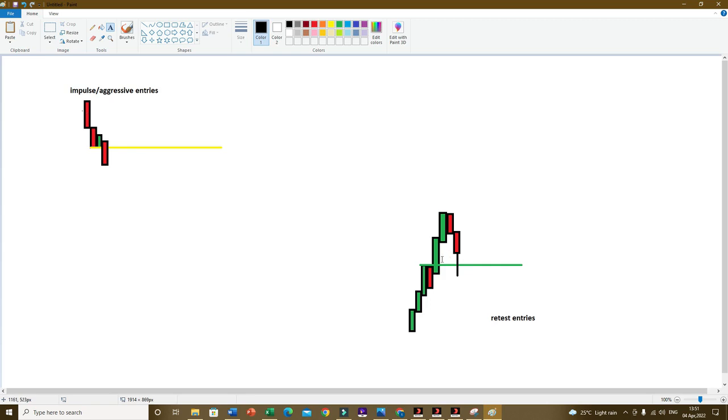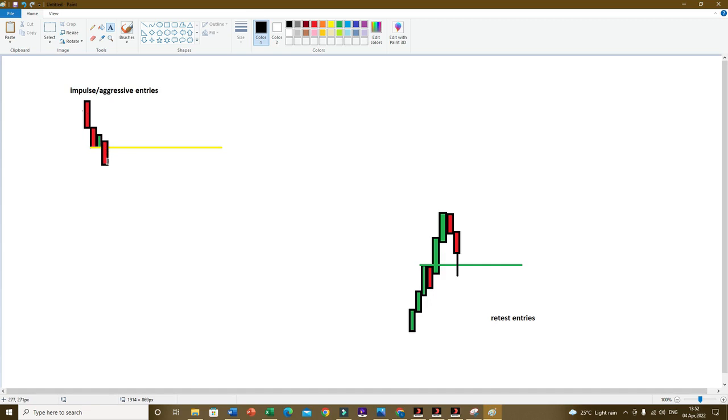The advantage of the retest entry is it reduces the risk, right? Your risk will be minimum, your stop loss range will be small. At the same time, you avoid the risk of fake breakouts, right? In the case of impulsive entries, that is the disadvantage. At times, price might give this break as a false breakout.